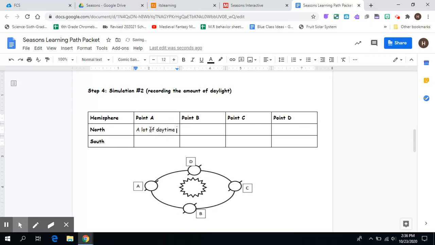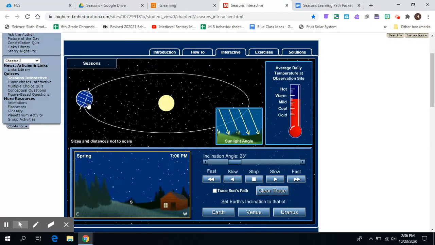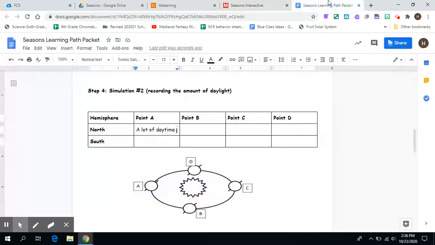daytime. And so if it's a lot of daytime in the northern hemisphere, we can see the southern hemisphere is away from the sun a little bit. So they're not going to have a lot of daytime, or we can say longer days. And so in the southern hemisphere, you're having shorter days. Shorter days.